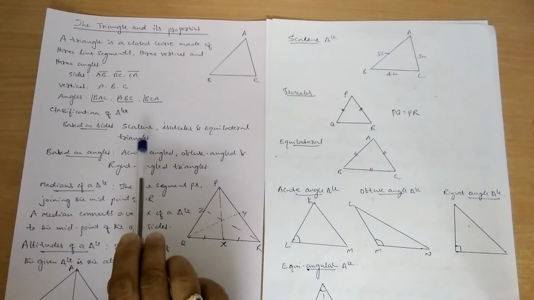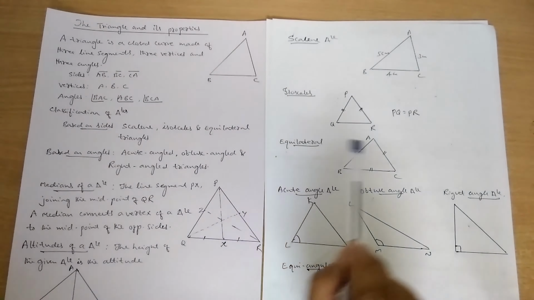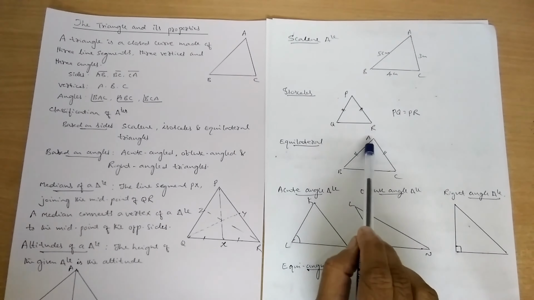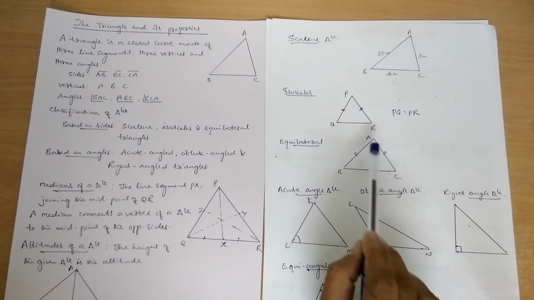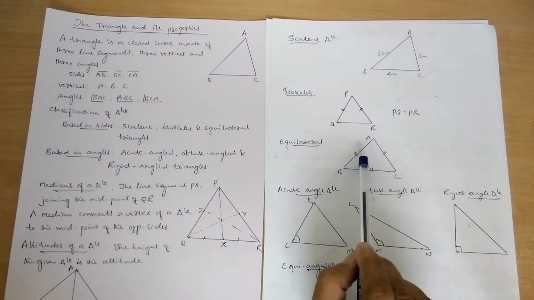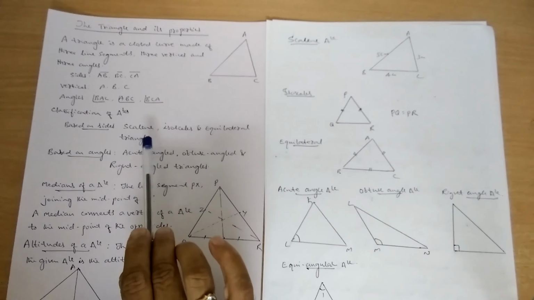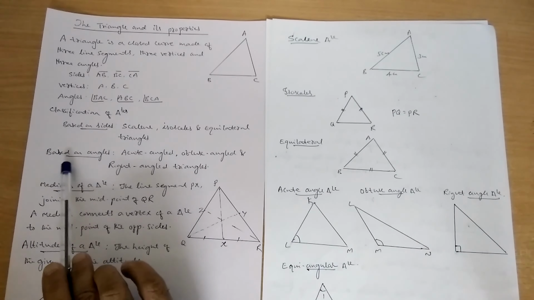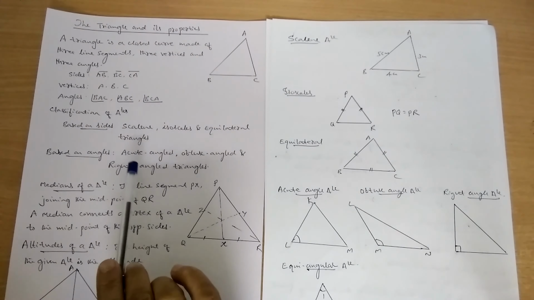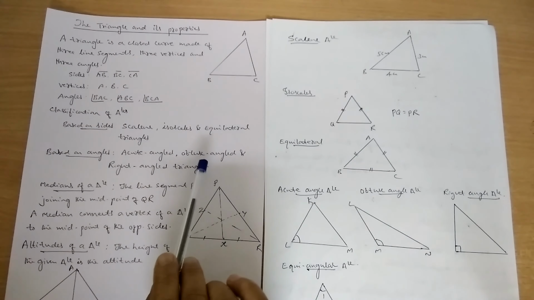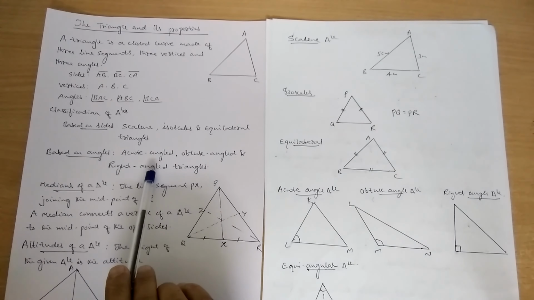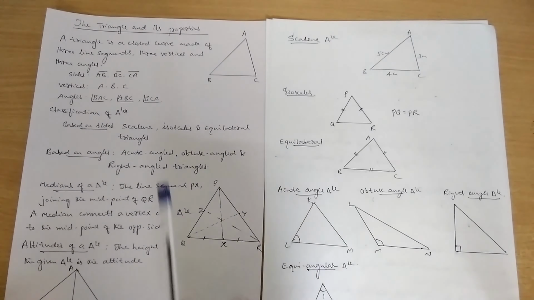Then the equilateral triangle. An equilateral triangle is one in which all the three sides are of equal measure. All the three sides have the same length, AB equal to BC equal to CA. Then the triangle is called an equilateral triangle. When you come to triangles based on the angles, we have acute angle triangle, obtuse angle triangle and right angle triangle. One more comes, that is the equiangular triangle.